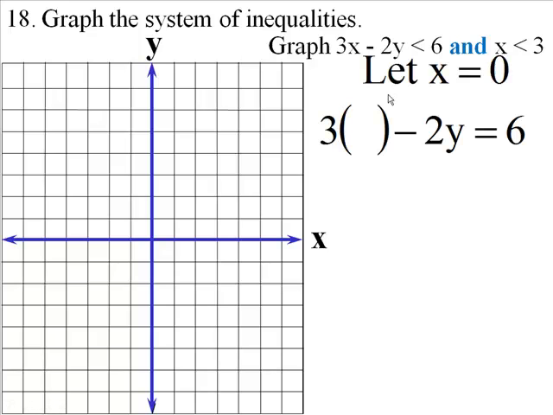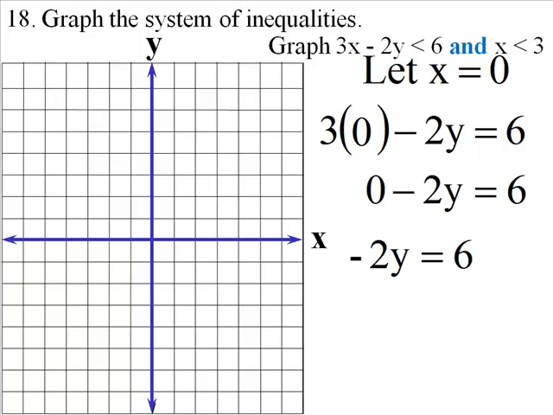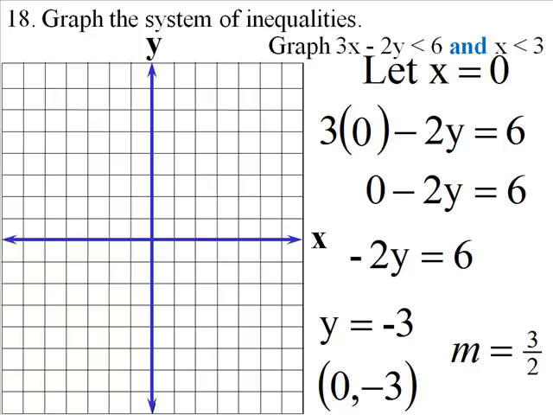Let x be 0 so we can get an easy point here, and take that left one, but set this as an equation so I can graph a line. When we graph the line, we'll graph a dashed line since it's less than, but right now set it equal to 6. And put 0 in here. 3 times 0 is 0. Minus 2y is negative 2y. Divide by negative 2, then y will be negative 3. So when x is 0, y will be negative 3. Graph that point.